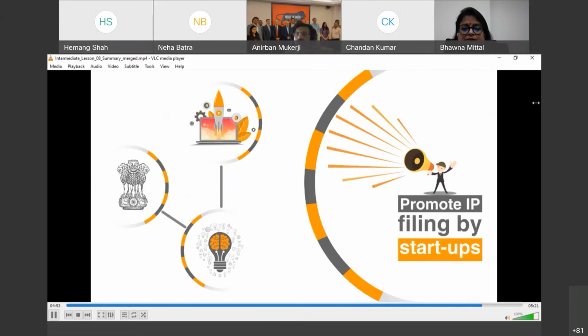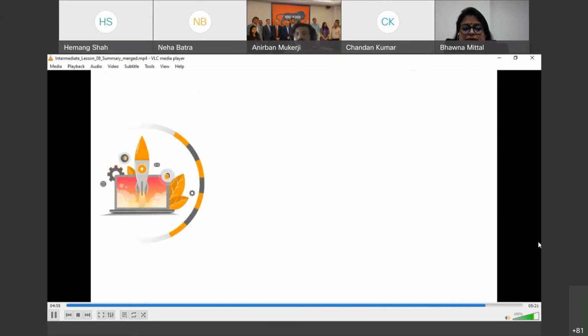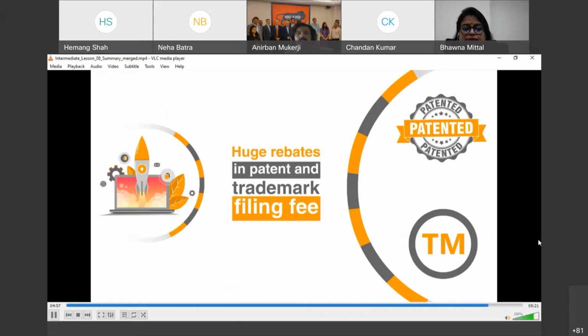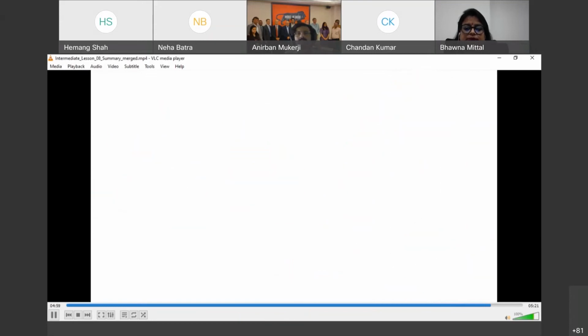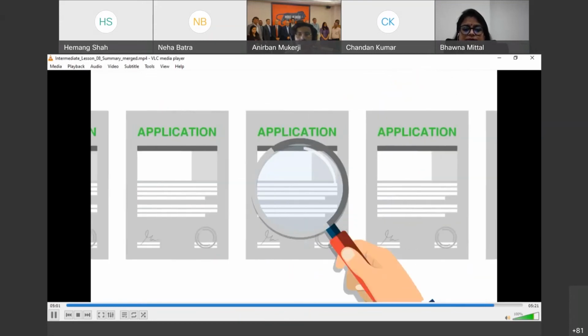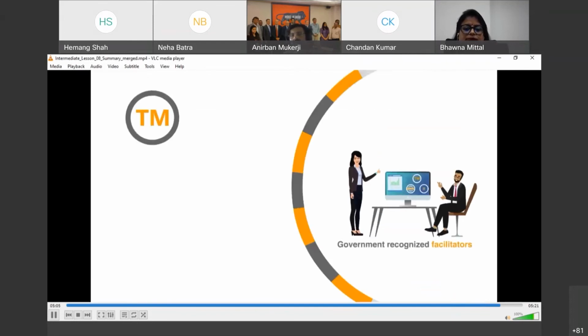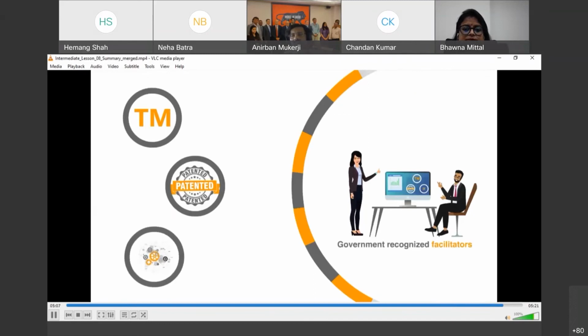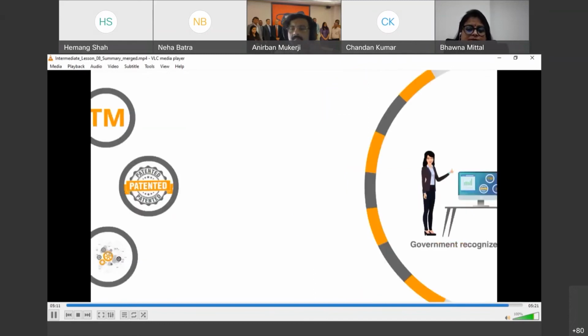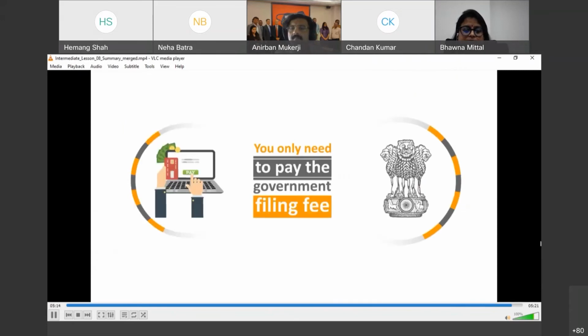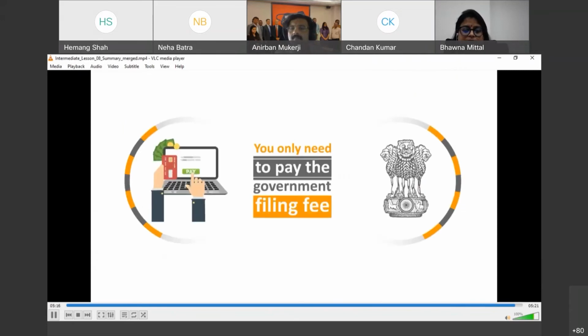The Indian government, realizing the importance of IP for startups, launched a scheme to promote IP filing by startups. Here, startups get huge rebates in patent and trademark filing fee and can also apply for faster examination of their patent applications. There are also government-recognized trademark, patent and design facilitators to help you with the filing process. The best part is that you only need to pay the government filing fee, and the government will take care of the professional fee of the facilitator.